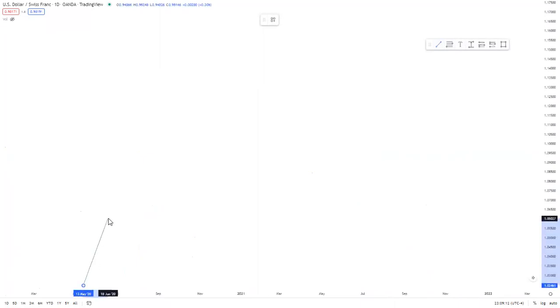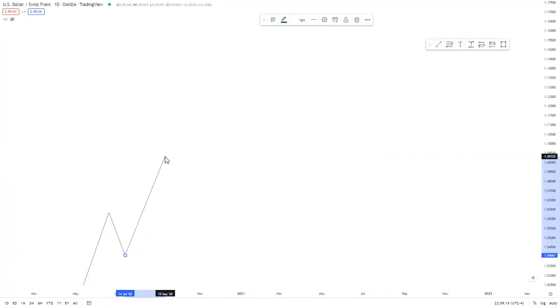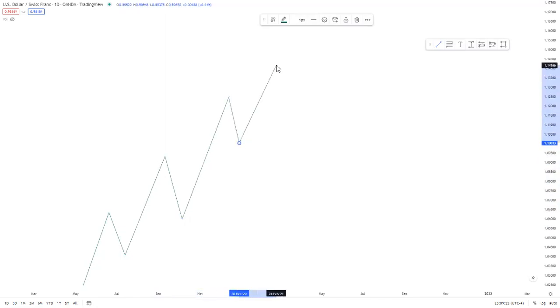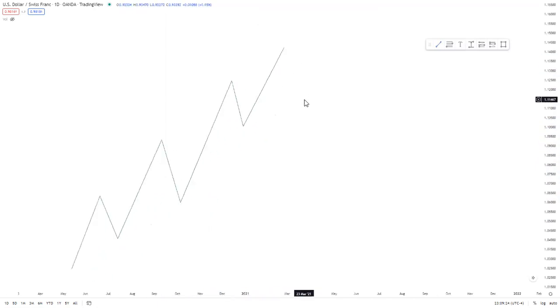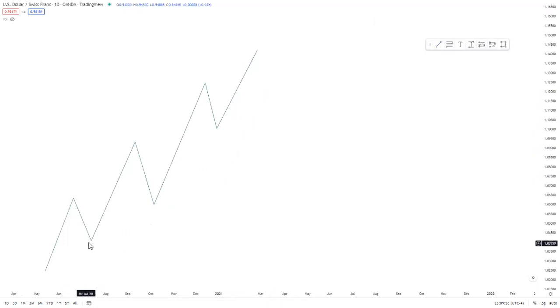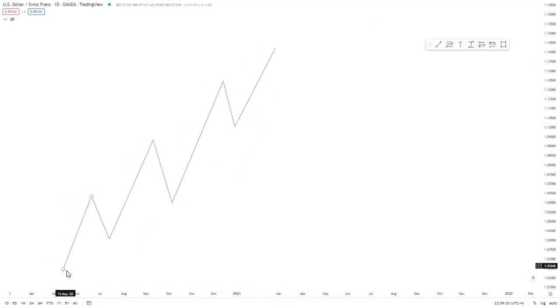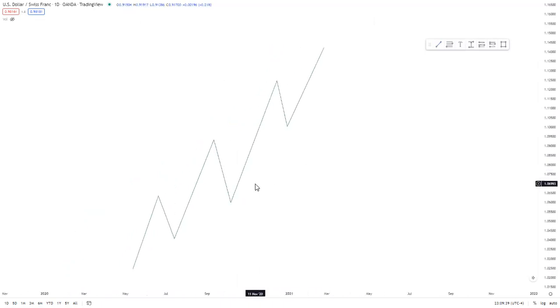So we have a low and then a high there, and then we have another low. That's higher high, higher low, higher high, higher low, higher high. Now, as you can see, this is a clear uptrend, right? But we have a low right here, we have a high, we have a low, we have a high, and we have a high eventually.